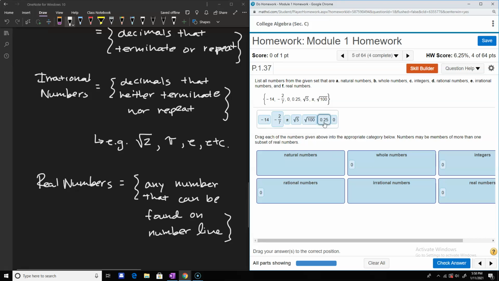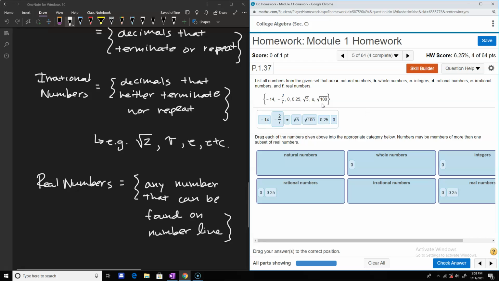How about 0.25? Where does that go? Well, it's not going to be a natural number, a whole number, or an integer because it's a fraction. And the decimal does terminate, so that makes it a rational number and also a real number. Notice the rational numbers and the irrational numbers are mutually exclusive, meaning if a number goes into one of those groups, it will not go in the other group. So if something goes in the rational bin, it will not go in the irrational bin, and vice versa.